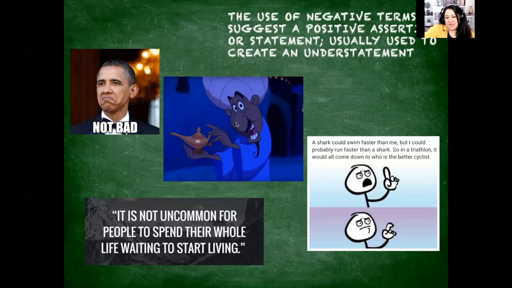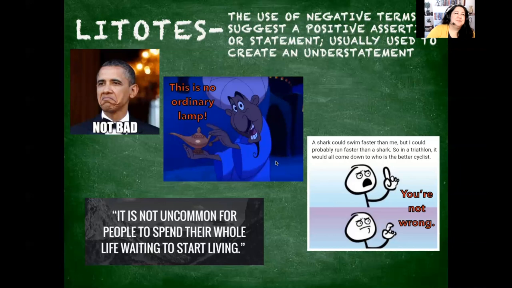A shark could swim faster than me, but I could probably run faster than a shark. So in a triathlon, it would all come down to who is the better cyclist. You're not wrong, right? Instead of saying you're right, because that's an absurd statement, I want to be like, you're so right. Like, I will say, you're not wrong.